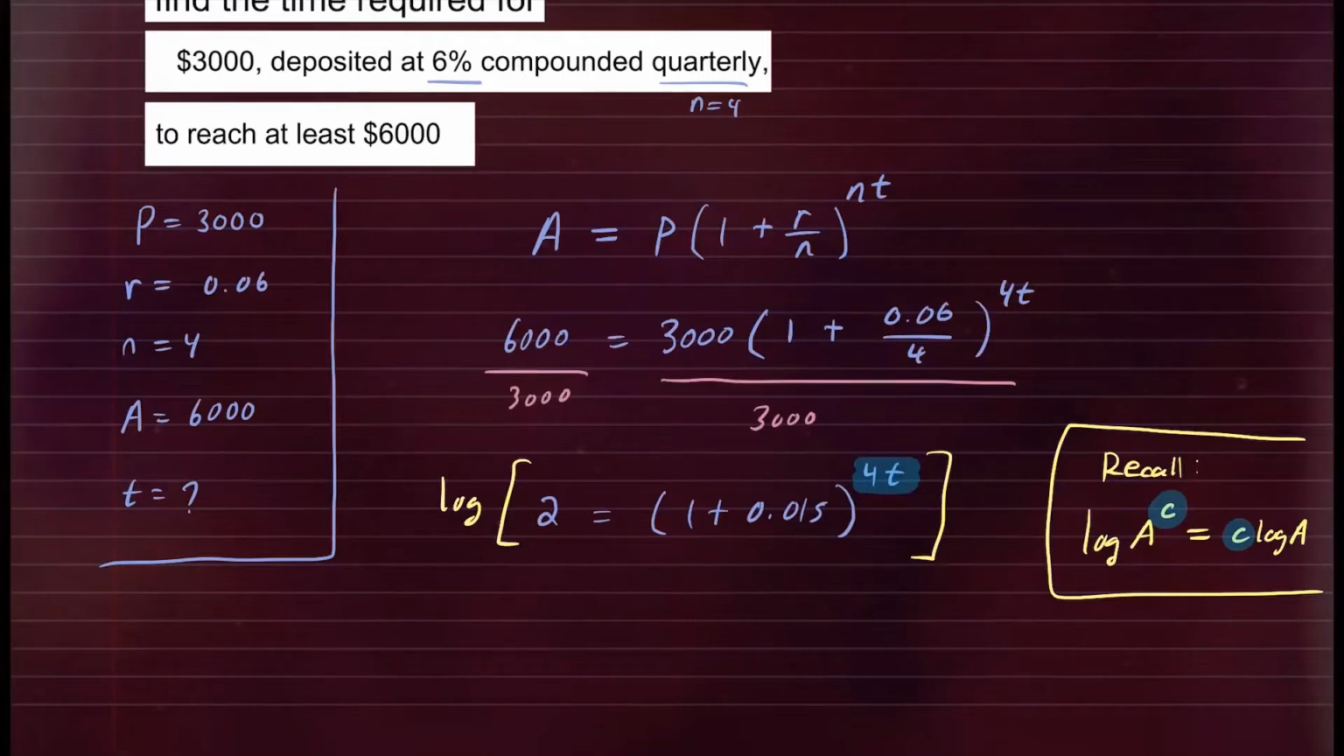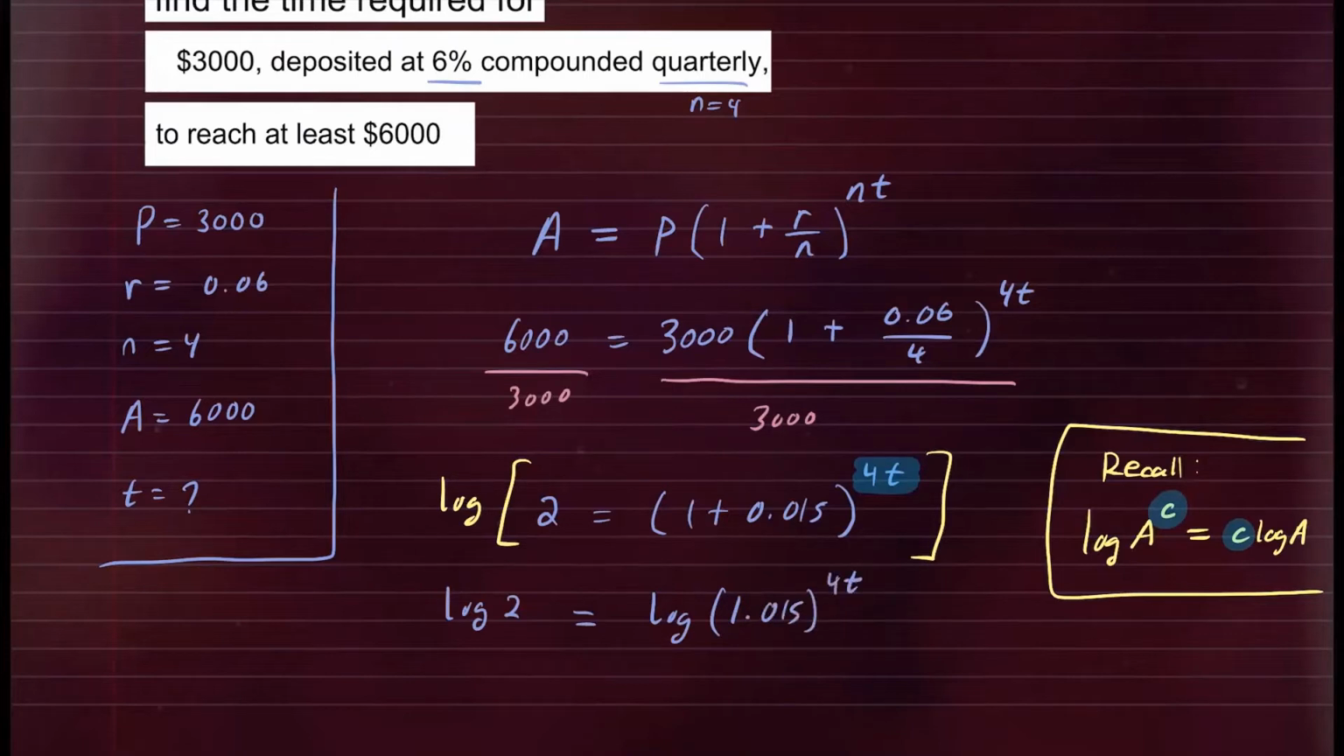So once I do that, on the left-hand side, I have log base 2. And on the right-hand side, I also have log of all of this expression. So I'm going to go ahead and add 1 plus 0.015. That's just 1.015 to the power 4t.